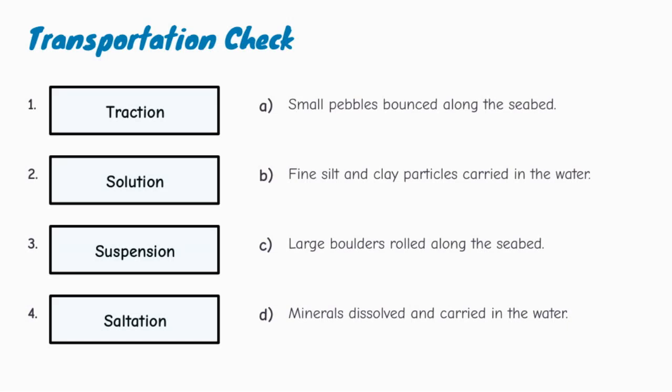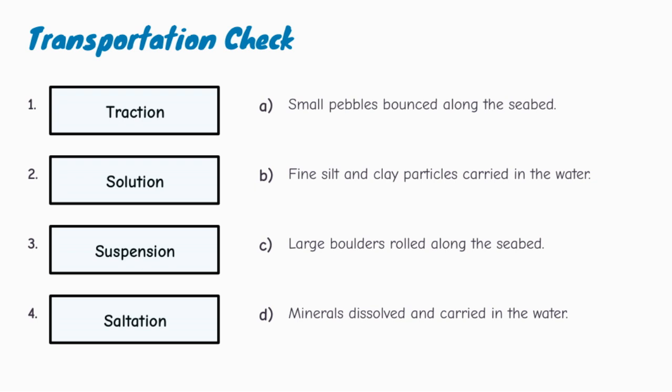Let's do a quick transportation check. You need to match the transportation process with its definition. The processes are 1. Traction, 2. Solution, 3. Suspension, 4. Saltation. The definitions are: A. Small pebbles bounced along the seabed. B. Fine silt and clay particles carried in the water. C. Large boulders rolled along the seabed. D. Minerals dissolved and carried in the water. Take a moment to match each term.